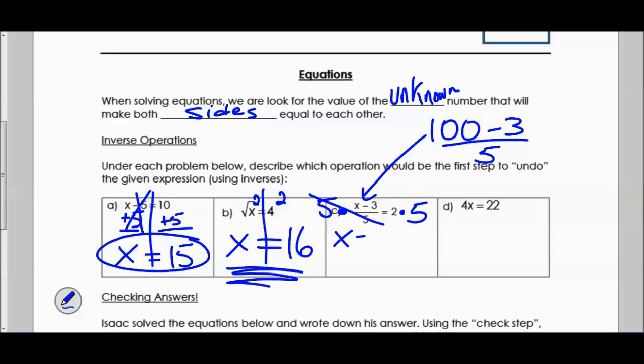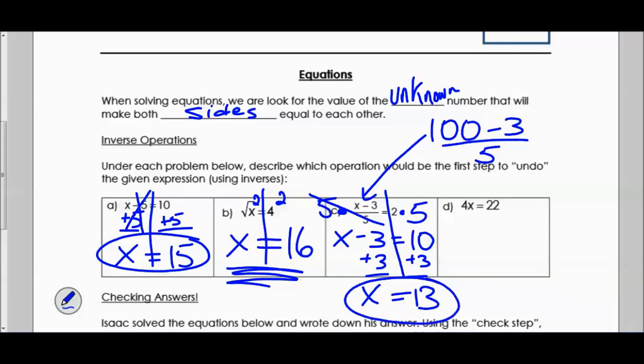We have x minus 3 equals 2 times 5 is 10. Our final step would be to do the opposite of minus 3, which is plus 3. And x would have to be 13 there. Again, we could take that number and plug it back in. Obviously 100 doesn't work. But if we plug 13 in there, 10 divided by 5, that's 2. You can always check these. There's no excuse for getting a multiple choice question wrong. You can always just take the answers and plug them in and see what works.